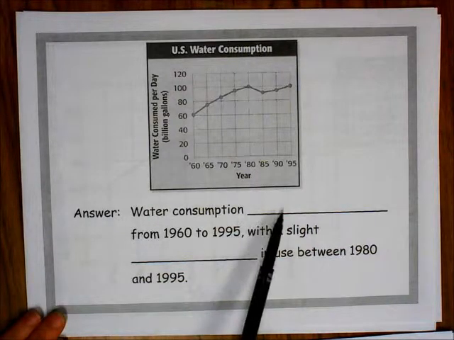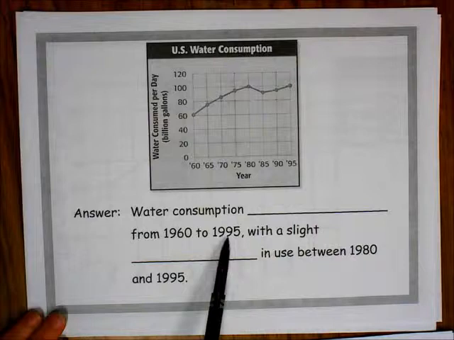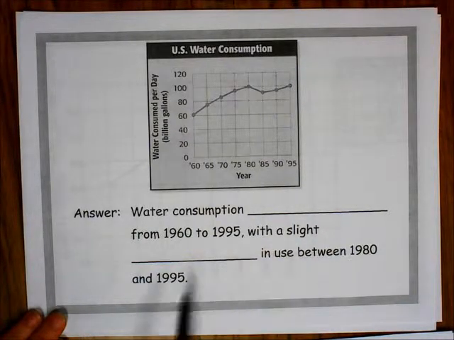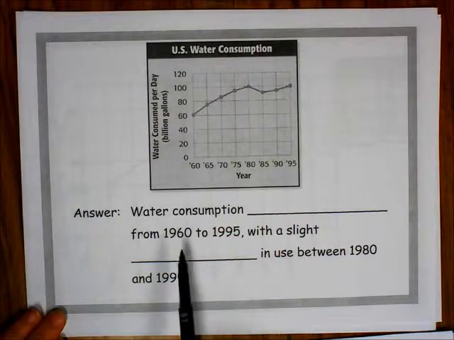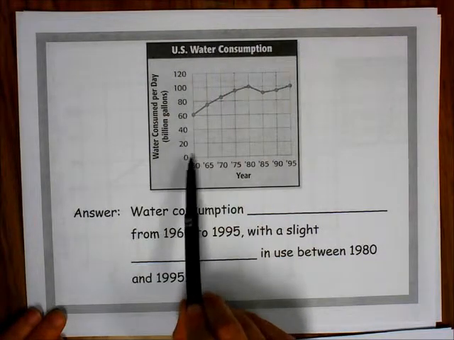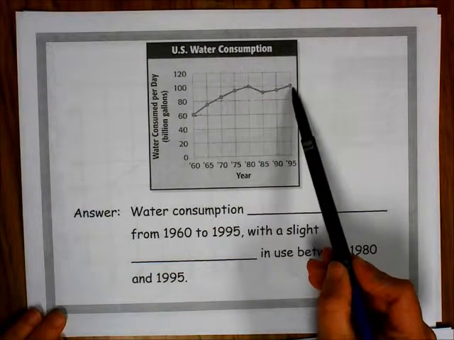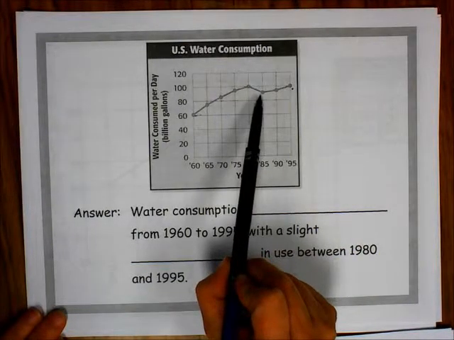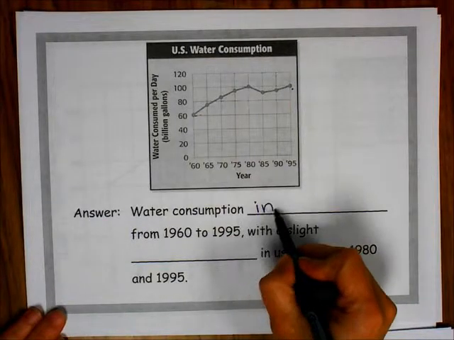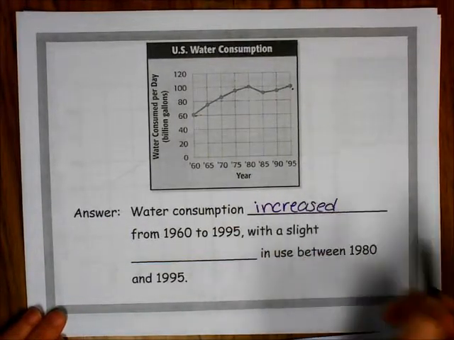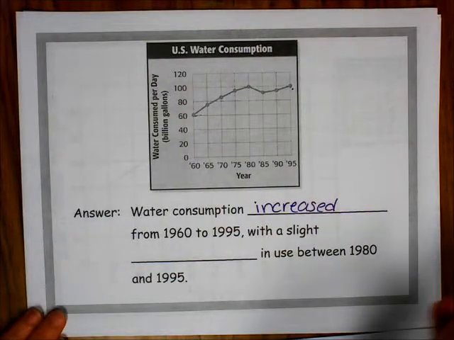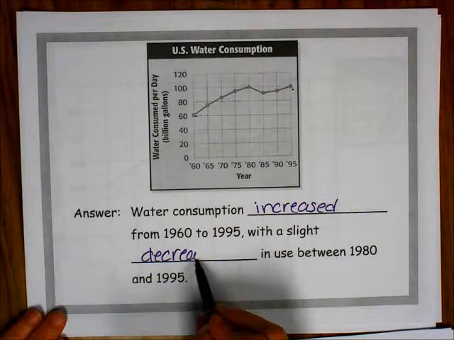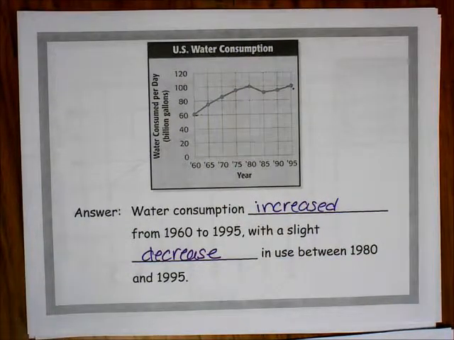So it says water consumption blank from 1960 to 1995 with a slight blank in use between 1980 and 1995. So let's see what happened. From 1960 to 1995, notice for the most part it went up. But then in 1980 to 1995, it had a slight decrease. So we can say water consumption increased from 1960 to 1995 with a slight decrease in use between 1980 and 1995. Press pause to finish writing in your interpretation.